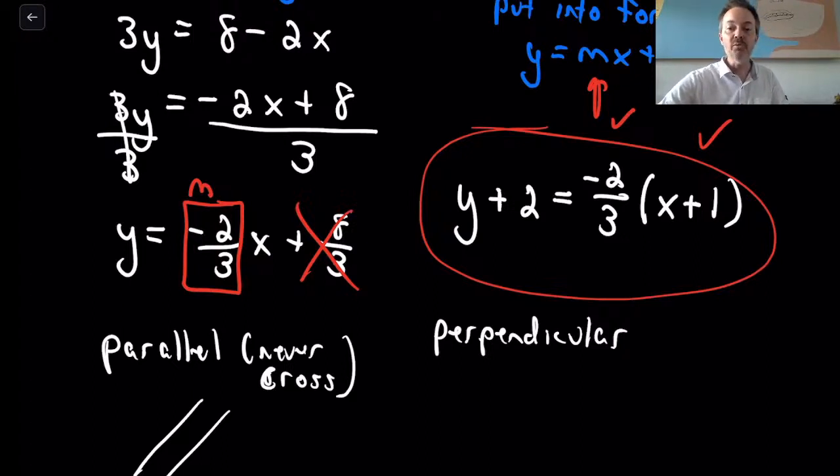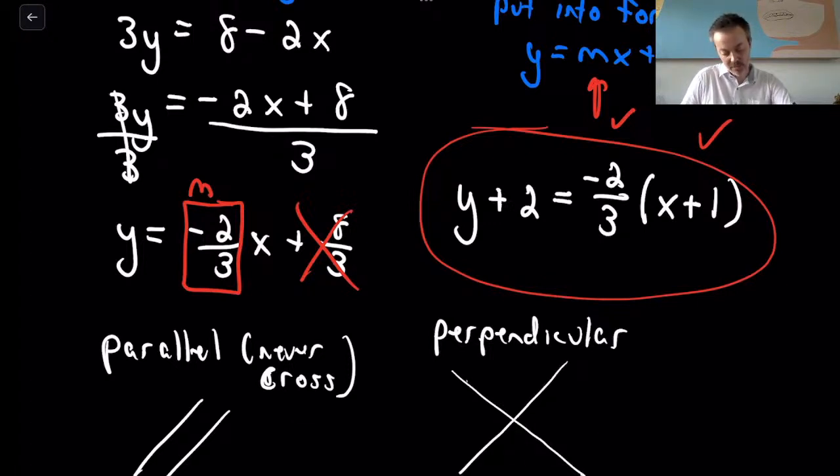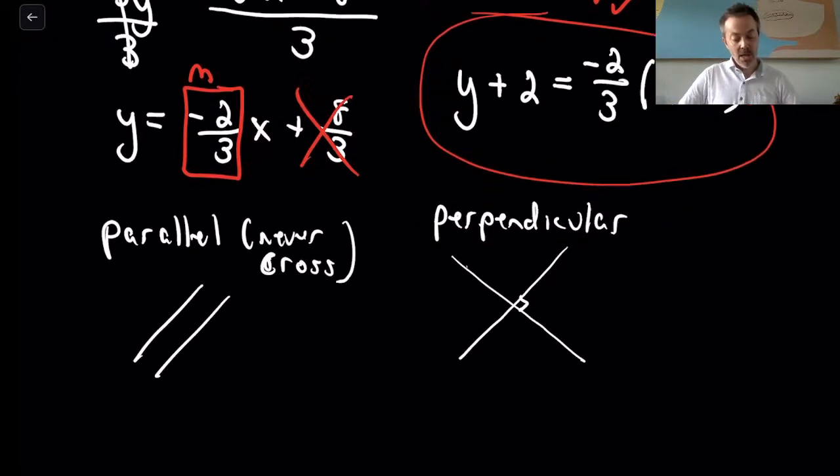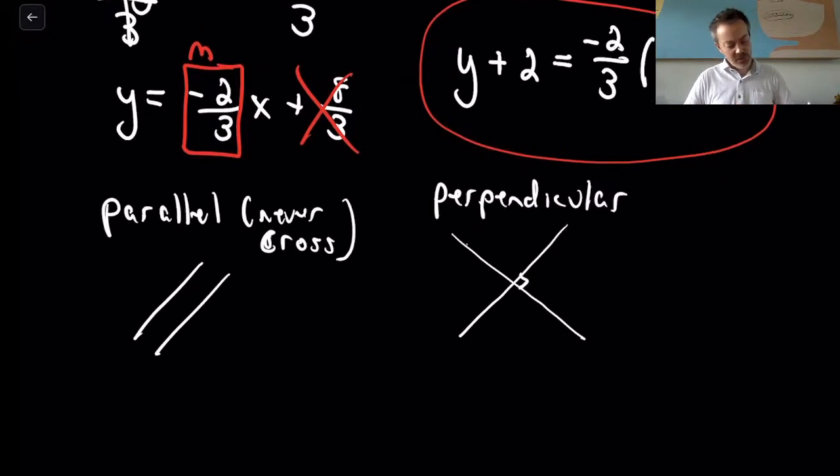Okay, so if they're perpendicular, what is the relationship between the two lines? Well, they cross, but they also cross in a special way, right? You can't just say they cross because those two lines cross, but they're not perpendicular. Recall that they cross at a right angle. They cross at a 90-degree angle, not a 45-degree angle. They cross at a 90-degree angle. That is perpendicular. So what's the relationship?